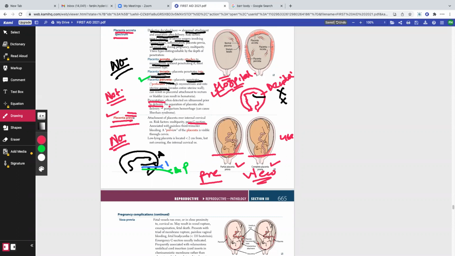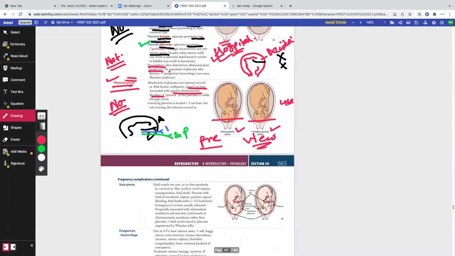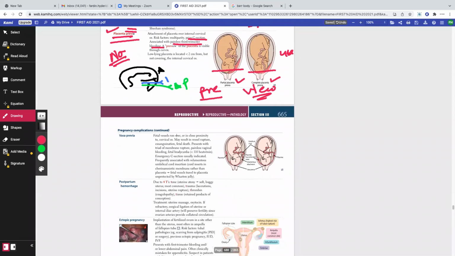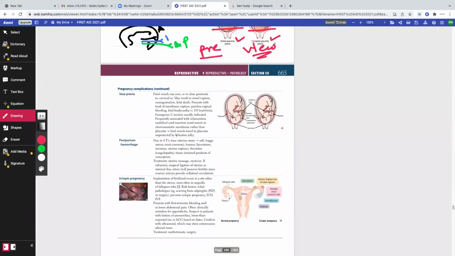Okay. It's associated with painless third trimester bleeding. So if I say painful third trimester bleeding, what is the diagnosis? Abruptio placenta. If I say painless third trimester bleeding, what is the diagnosis? Diagnosis is placenta previa. Okay, good. Next one, pregnancy complications, is vasa previa. Is this also a trailer? Yes or no? A previa?